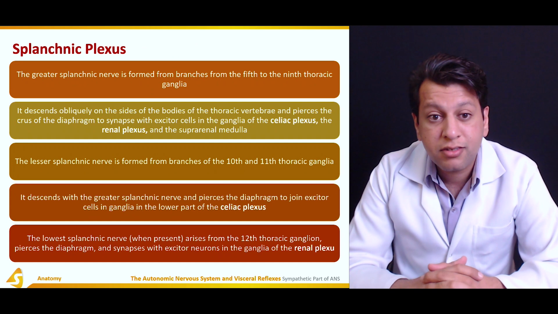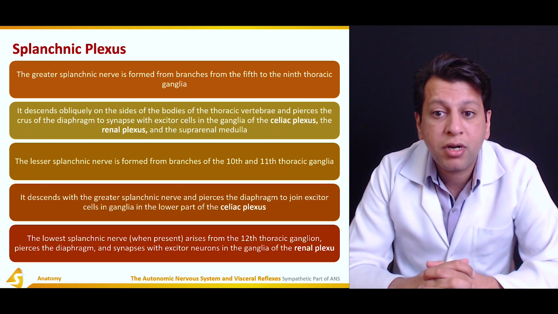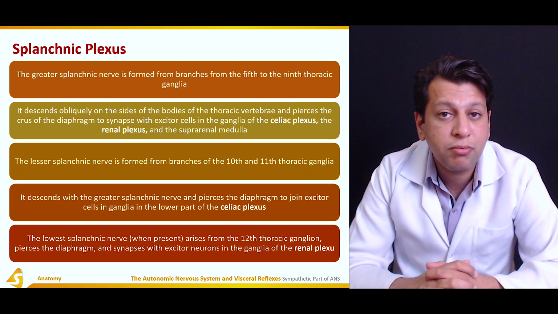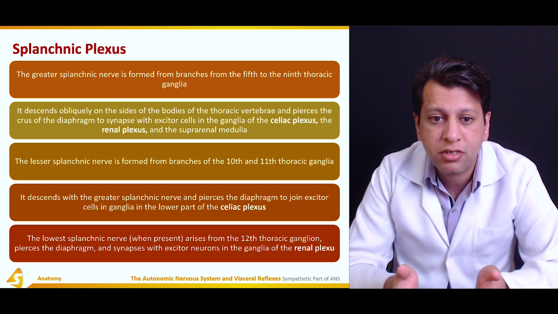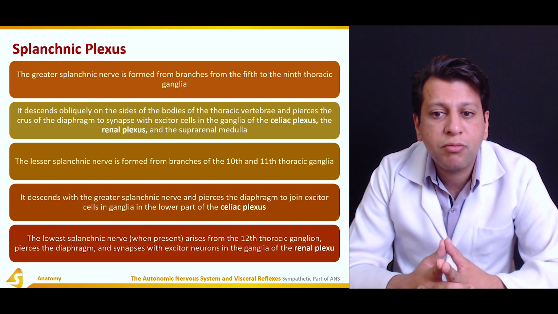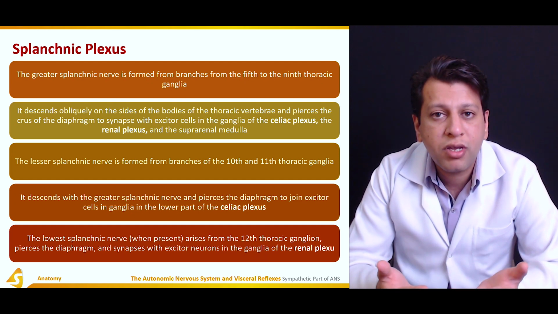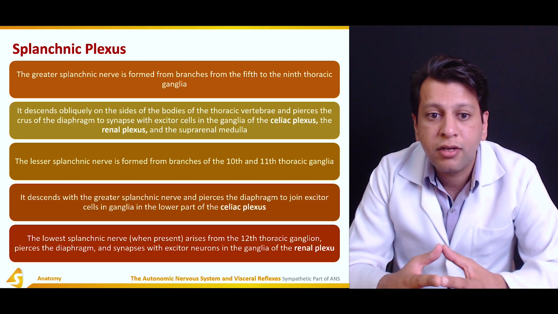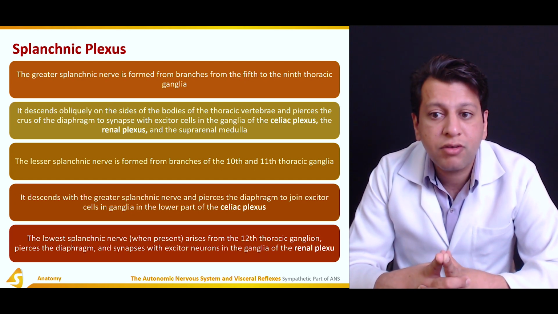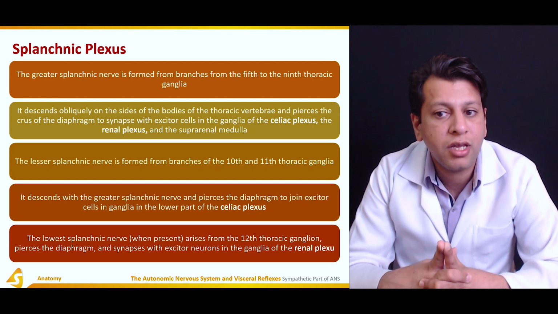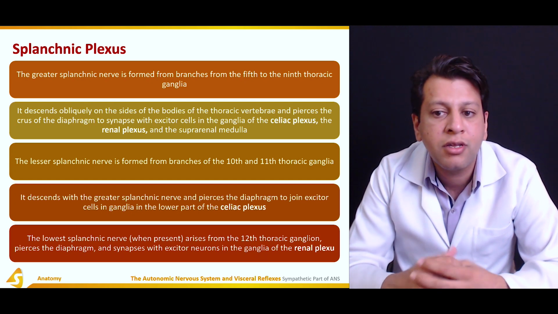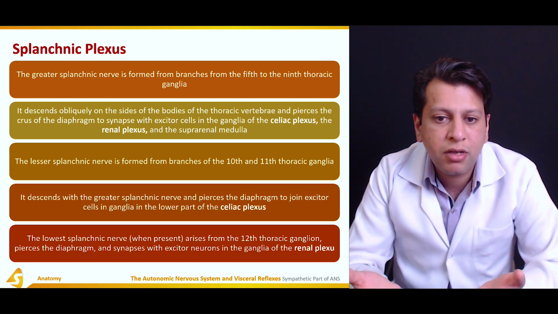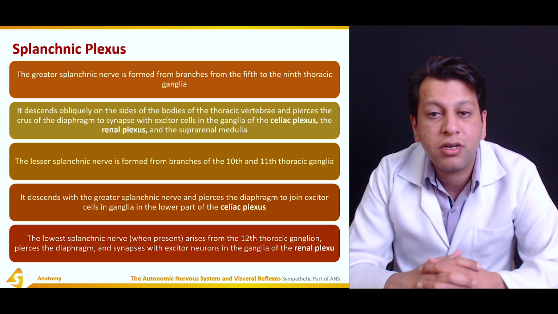So, the splanchnic nerves: the greater splanchnic nerve is formed from the branches of the 5th to 9th thoracic, T5 to T9. It descends obliquely on the sides of the body. Actually, it's formed by those fibers which have not synapsed in the chain ganglia and are going towards the visceral sympathetic ganglia of the gut. It descends obliquely on the sides of the bodies of the thoracic vertebrae, pierces the crus of the diaphragm to synapse with effector cells in the ganglia, forming the celiac plexus, the renal plexus, and the suprarenal medulla. When they go towards the gut, they form the celiac plexus. In the renal region, they form the renal plexus and supply the suprarenal medulla as well.